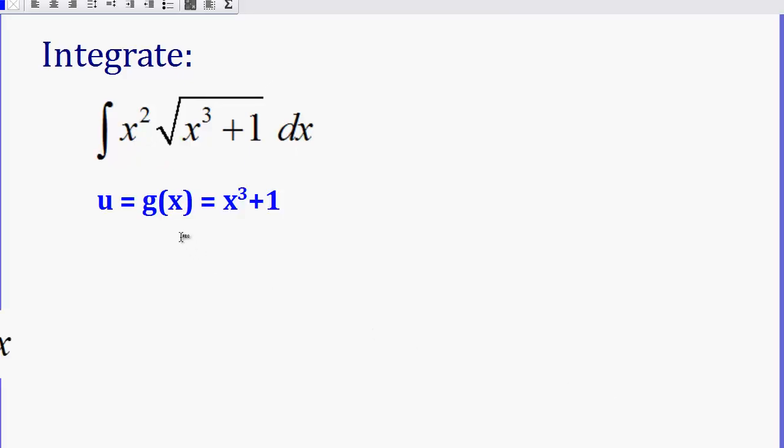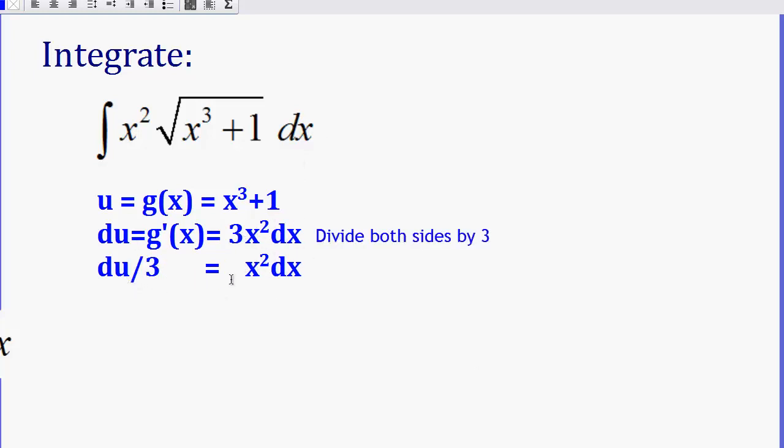So I'm going to let u be g of x, and that's going to be x to the third plus 1, because I know when I take d, I'm going to get 3x squared dx. So the g of x, I can rewrite this as the integral of some function of g of x times g prime of x. Now that 3 isn't there, and we're going to have to account for that here in a second. And the way we're going to get that squared away is by trying to get x squared dx, because those are the two terms we see here, by itself. And I'm going to do that by dividing both sides by 3. So now I've got du over 3 equals x squared dx, and now I can do a perfect substitution.